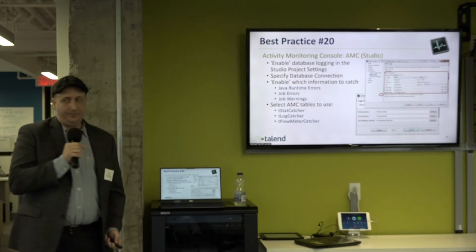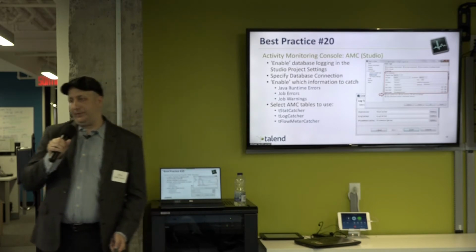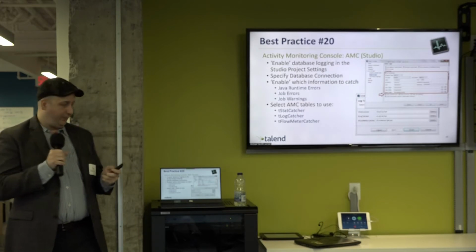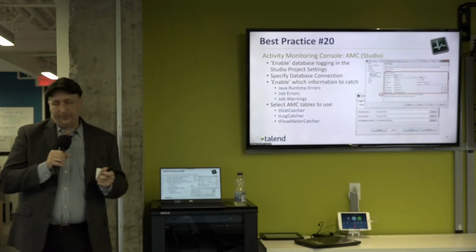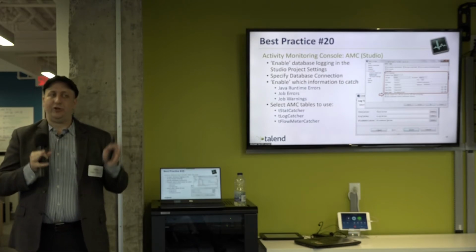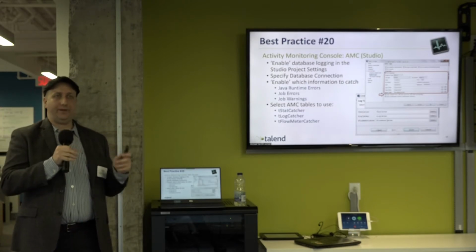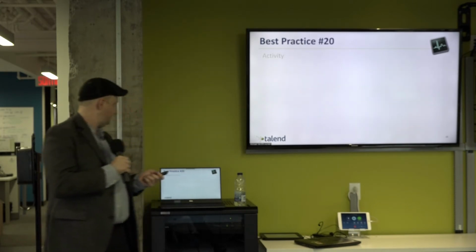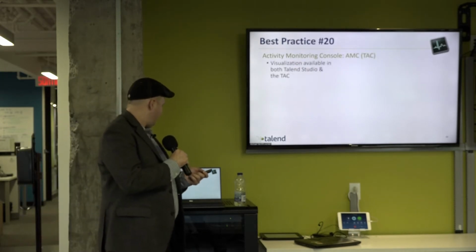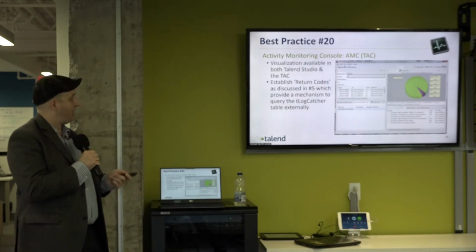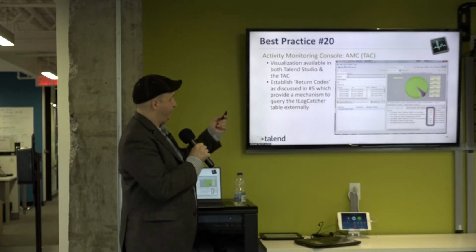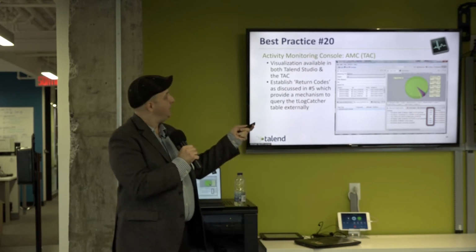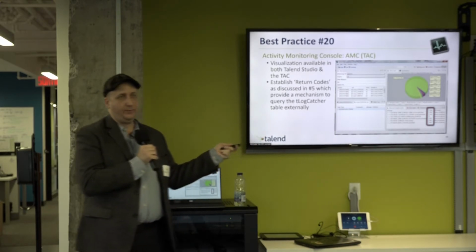The AMC has two views, and one of them is in your studio. There's actually a perspective just for the AMC, and I'll show you in the next slide, but you'll be able to see pie charts that tell you how long is spent in each component, things like that. It also exists on the TAC server. Now this image here is actually not the TAC server, even though this slide says TAC. This is the studio, and this is the AMC console that you would see inside the studio.